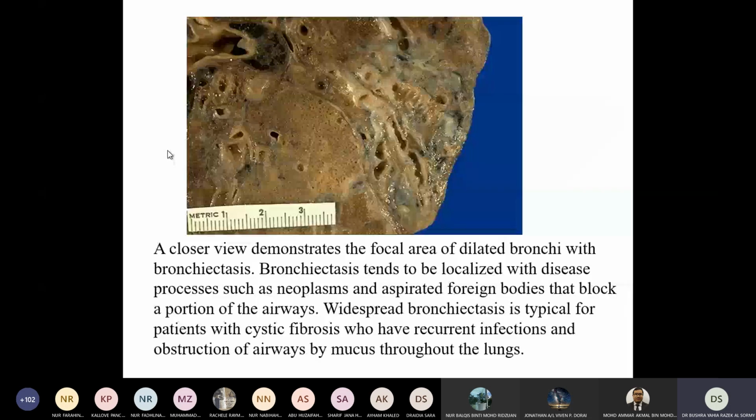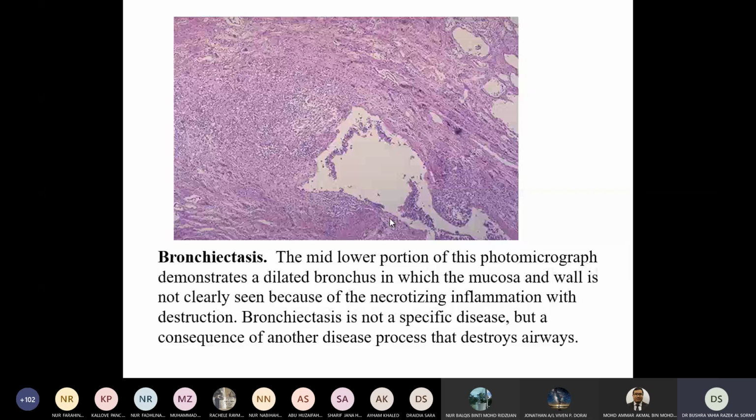You can see here, can you see this? The dilatation of the bronchi and bronchioles, and they are usually filled with mucus. Okay, see here, this is the bronchi. You cannot even see the mucosal layer because of destruction by the necrotizing inflammation. Can you see this inflammation? You cannot see the wall very clearly because the inflammation has already destroyed the wall of the bronchi.